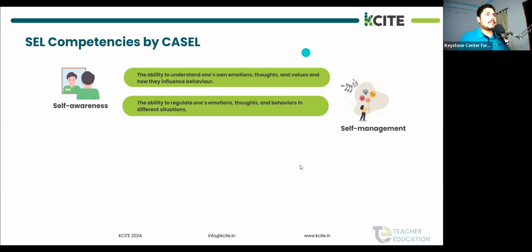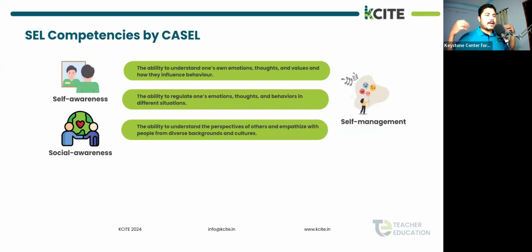Okay, after understanding that, the next important thing is social awareness. I'm part of a group. How should I manage myself there? How should I talk? How should I listen? How should I appreciate another person's perspective also? The ability to understand the perspective of others and empathize with people from diverse backgrounds and cultures. This is a very important competency for the students also.